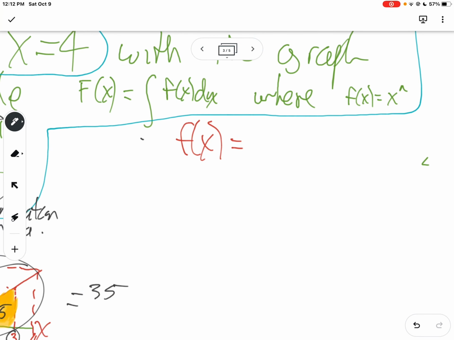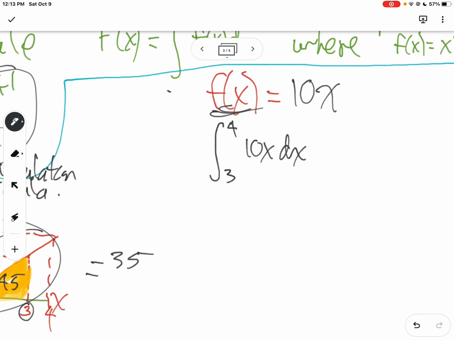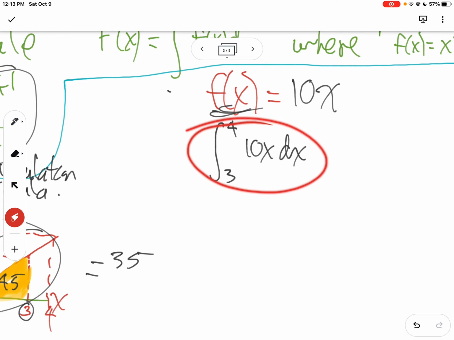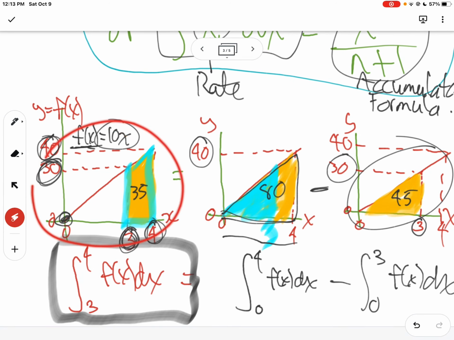So I know that f of x, the equation, is 10x. What I want to do is the integral from 3 to 4 of 10x dx. Okay, so that tells me that, because f at x is 10x, this right here is what I want to calculate. And we can see that that's exactly what we were doing here, right? We're getting the area from 3 to 4 under the graph of y equals 10x.